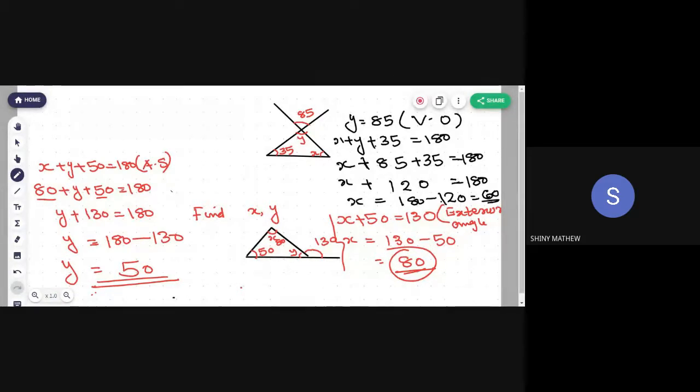Okay, anyway, the other questions I think you can do as homework. So exercise, same exercise 6.3, main question number 2, that also you can do as homework. 6.3, main question number 2.